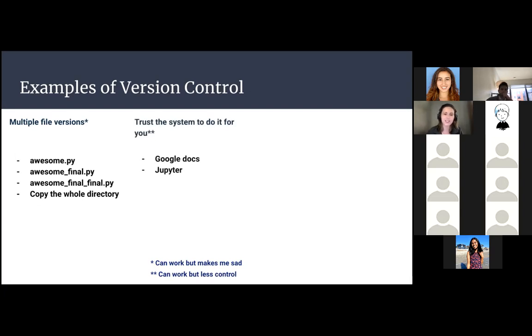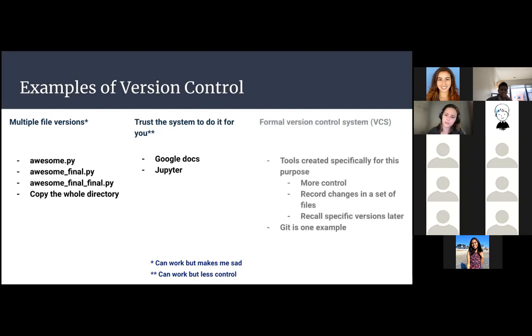Then we have systems that sort of handle all of the version control for you, automatically saving versions of your files, such as Google Docs, right? We go online and we make changes and it's automatically saving different versions, but we don't really have as much control over when we save those versions. Jupyter also does stuff like this.